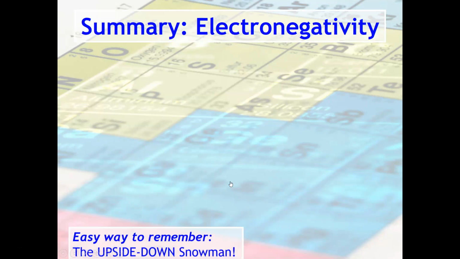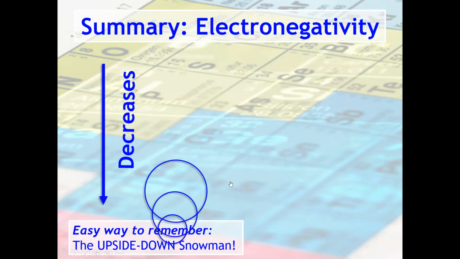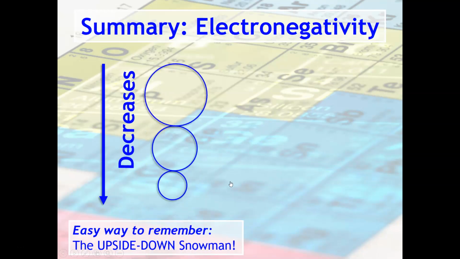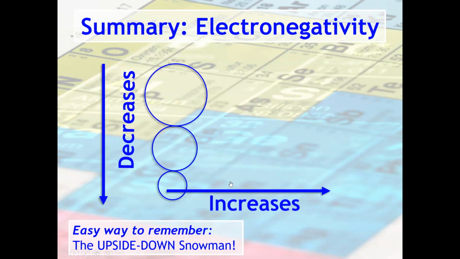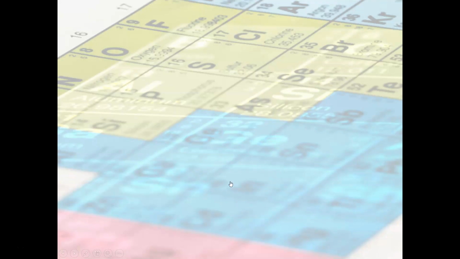For the summary, it's going to look very, very similar to ionization energy. It's the upside down snowman. As you go from top to bottom, you're going to see electronegativity decrease. And as you go from left to right, you're going to see electronegativity increase.